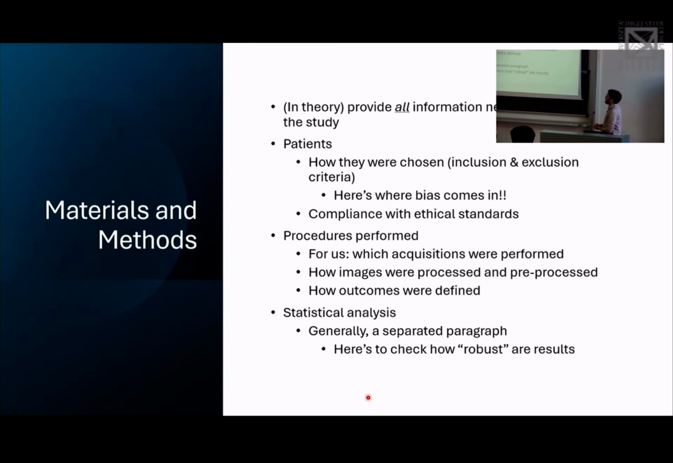Now, materials and methods, that's especially for us the single most important chapter, because here they provide all the information needed to replicate the study. You should be able to read this chapter and do the same and get the same results within the statistical variance. So if they worked with patients, they need to report strictly how they were chosen, including inclusion and exclusion criteria, which is where the bias comes in.